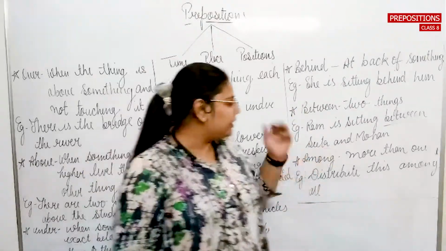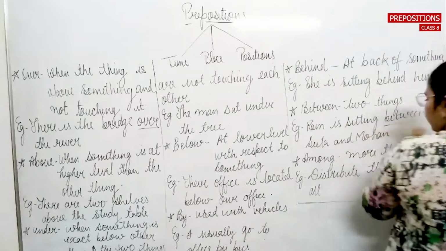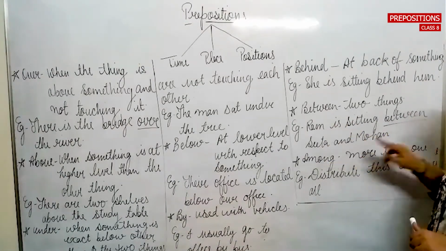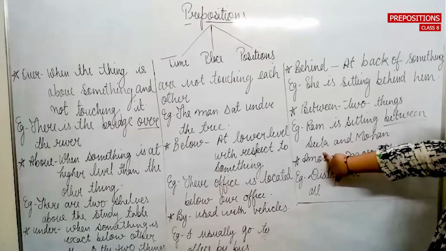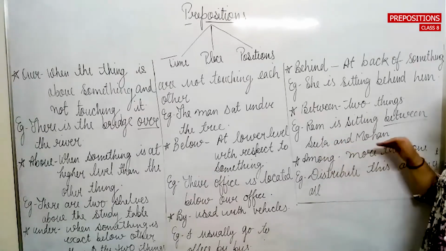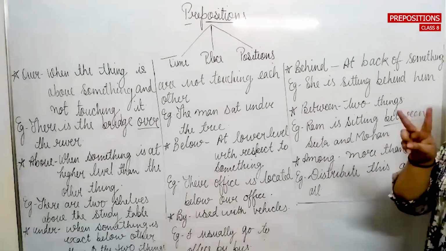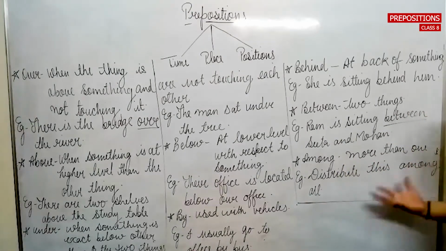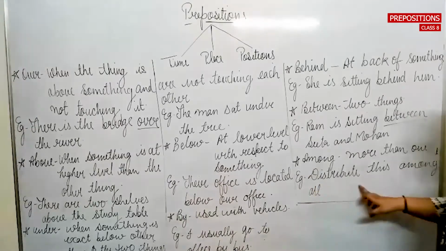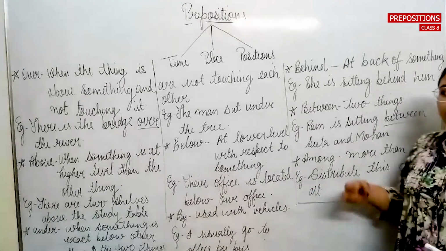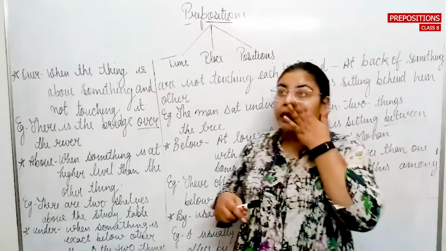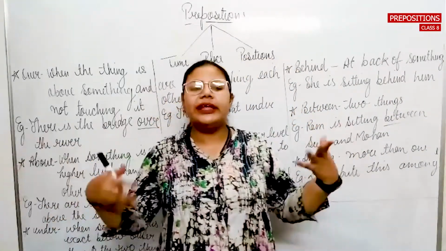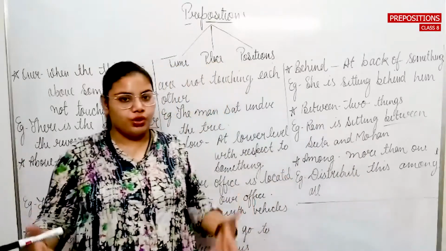Okay, so here I have written an example. Ram is sitting between Sita and Mohan. So here you are able to see that Ram is sitting between these two, Sita and Mohan. So we need to keep in mind the two things, and here more than one or more than two. How does it work? Distribute these among all. So here I am talking about all, here I am talking about everyone. Okay, so like more than one, or more than two.